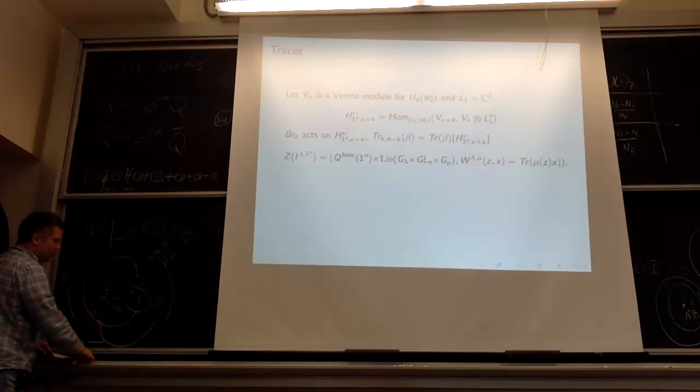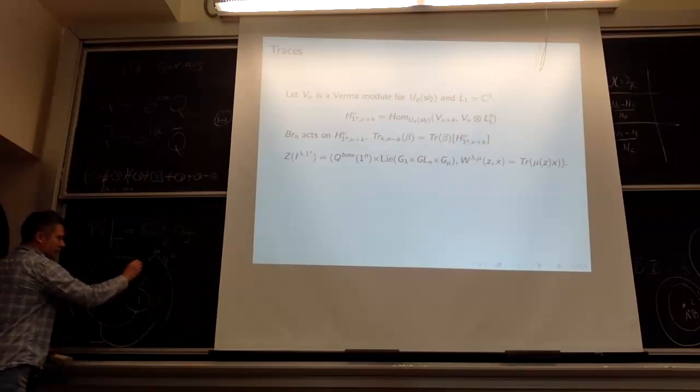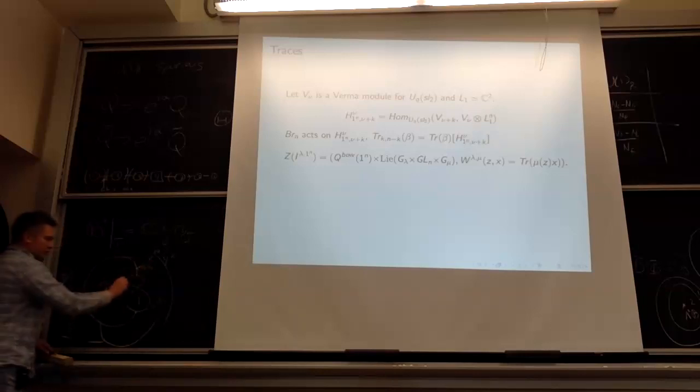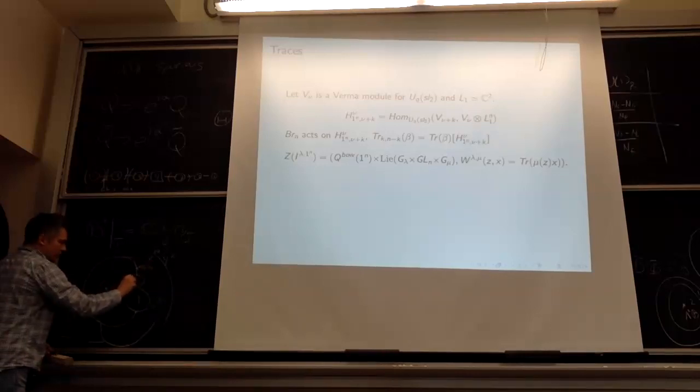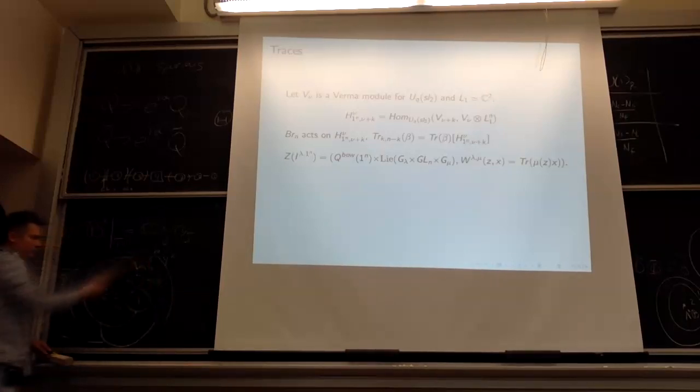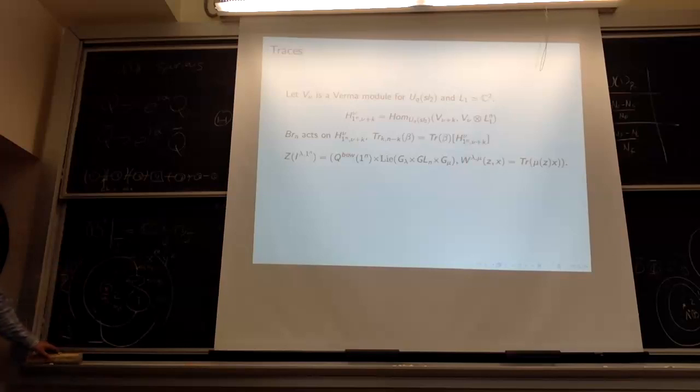Yeah, it's a thickness 2. Thickness 2. It's NS5 of charge 2. So here it was NS5 of charge 1. And I explained how to construct NS5 of any thickness. That was the slide before. And you just do this.